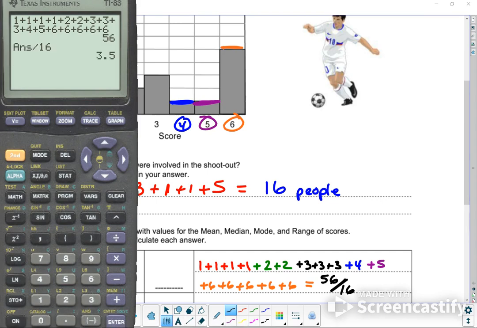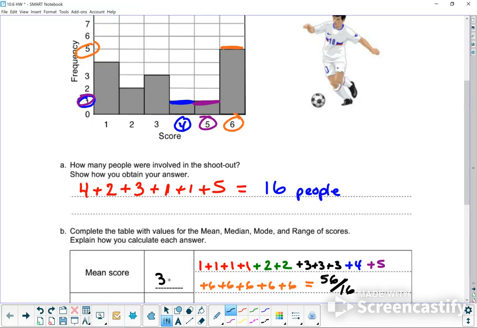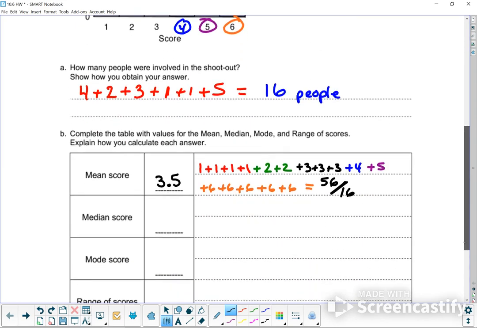Okay, so on the average, each of them scored 3.5 points, right? So that's your answer. So 56 divided by 16 is a mean score of 3.5. So just saying that, some people score 1 point, some people score 6 points. We can average it out to be about 3.5. Some people score 2 points, some people score 5 points, some people score 3 points, some people score 4 points. If you were to say, hey, everyone gets the same amount of points, each of them would get about 3.5 points or scores.